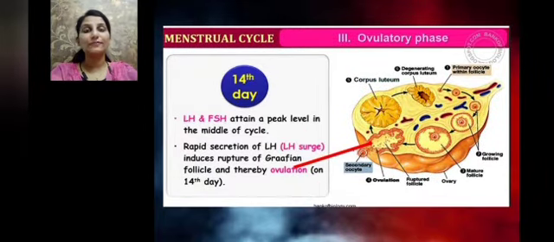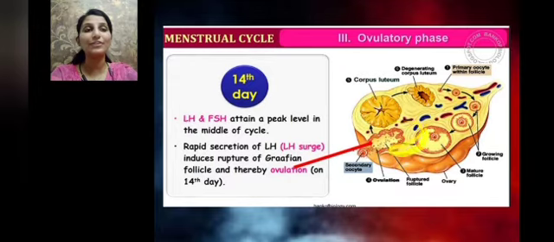The gonadotrophins, luteinizing hormone and follicle stimulating hormone, attain a peak level in the middle of the menstrual cycle. And this peak level marks the phase called ovulation, or the ovulatory phase. Why? Due to rapid secretion of LH, and this condition is called the LH surge. It induces the rupture of the Graafian follicle.